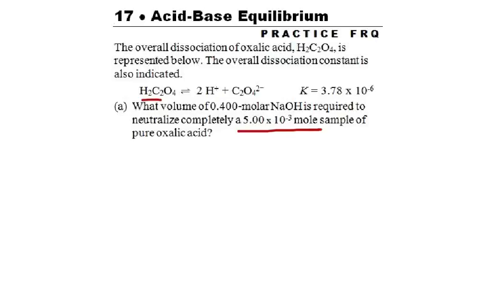And we also have 0.4 molar NaOH, and that's going to be a conversion factor because molarity is moles over liters, or in this case we'll say moles over 1,000 milliliters. So let's go ahead and set this up. We start off with our given 5 times 10 to the negative 3, and that's our moles of the oxalic acid, H2C2O4.